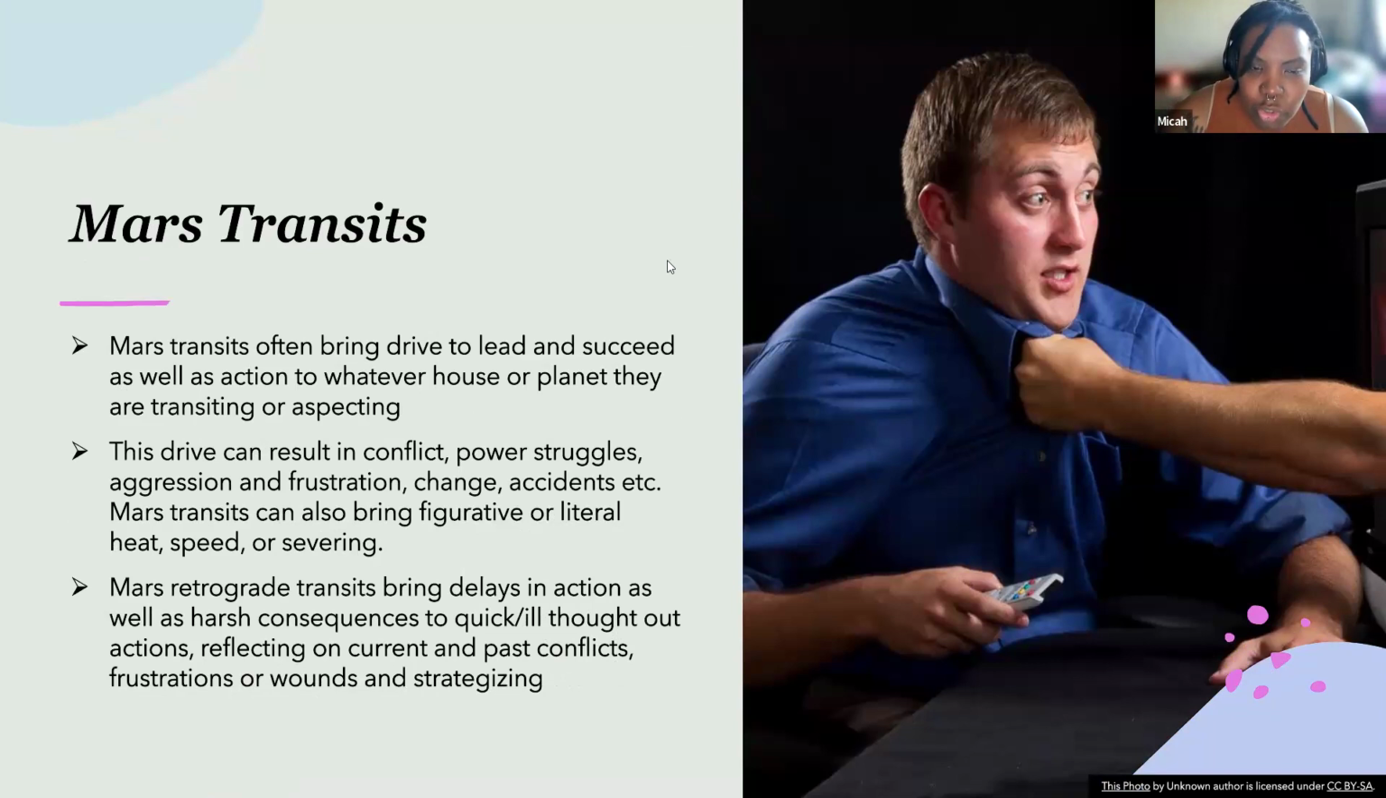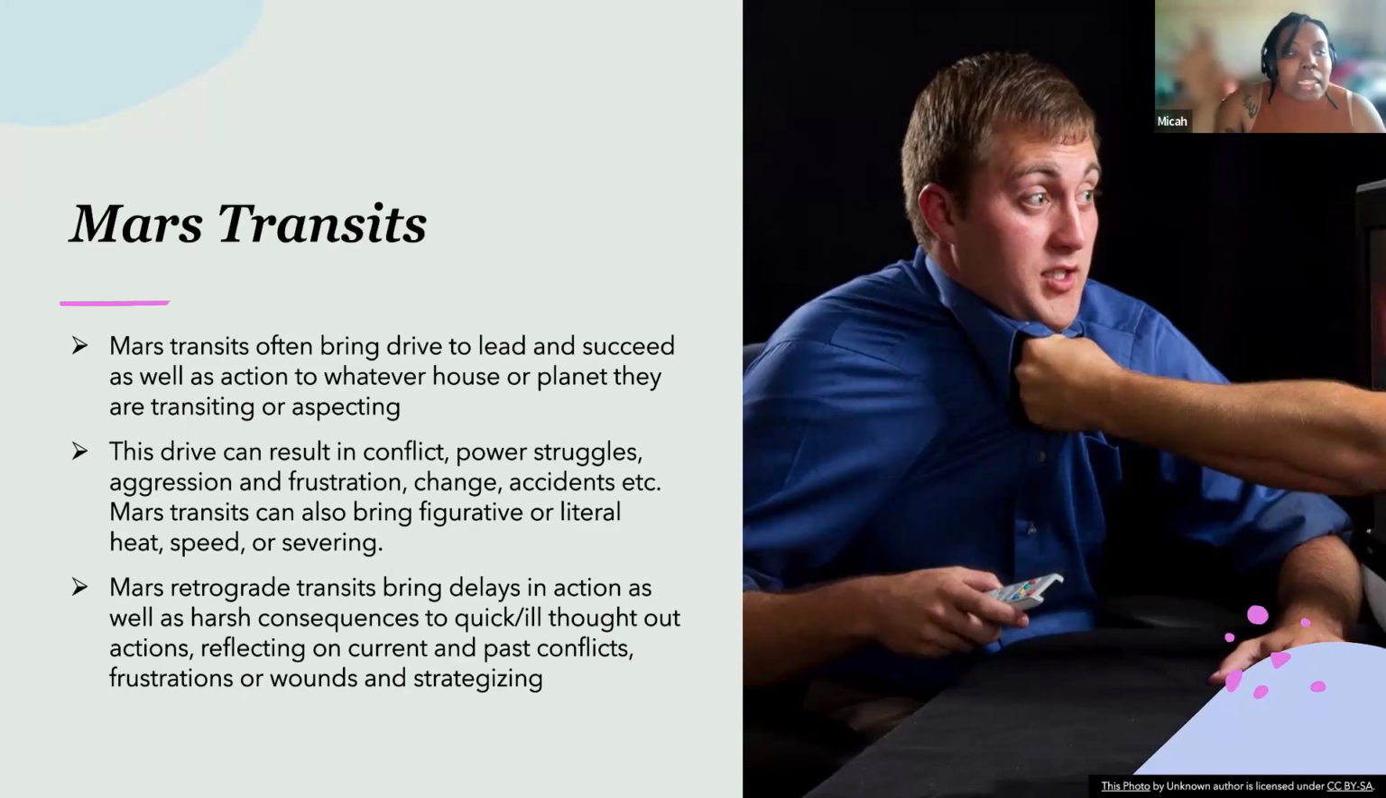Mars transits often bring drive to lead and succeed, as well as action to whatever house or planet they're transiting or aspecting. The drive can result in conflict, power struggles, aggression, frustration, change, accidents, etc. Mars transits can also bring figurative or literal heat, speed, or severing. So anytime you nick yourself with a knife at home, you can blame Mars for that. And then Mars retrograde transits bring delays in action.